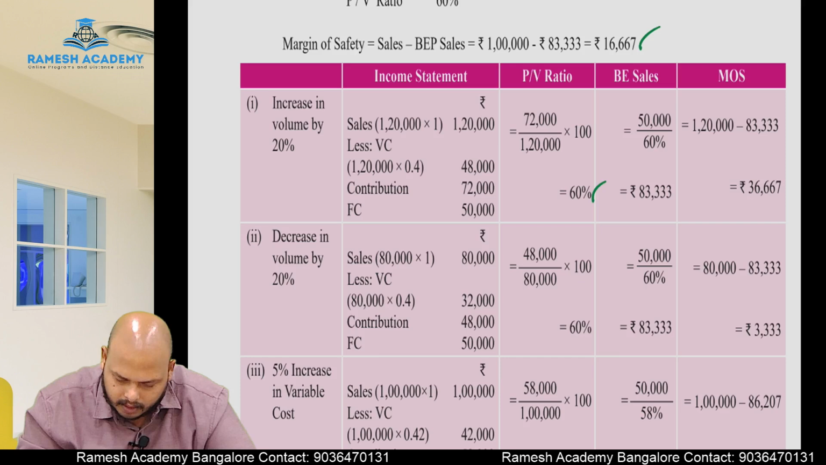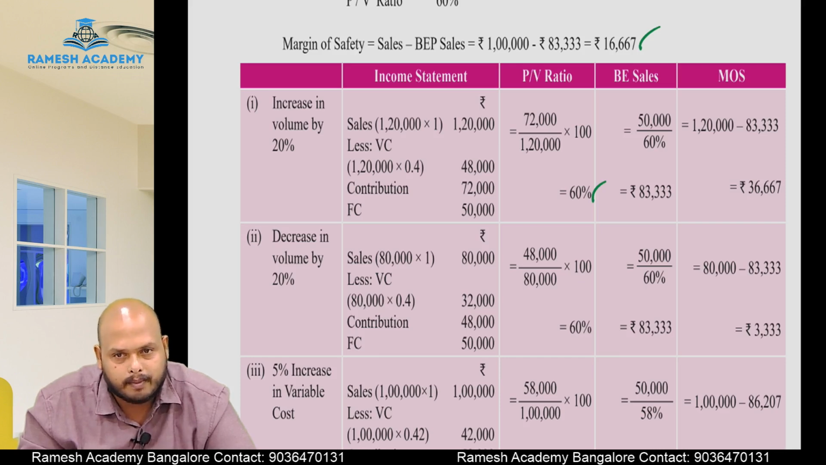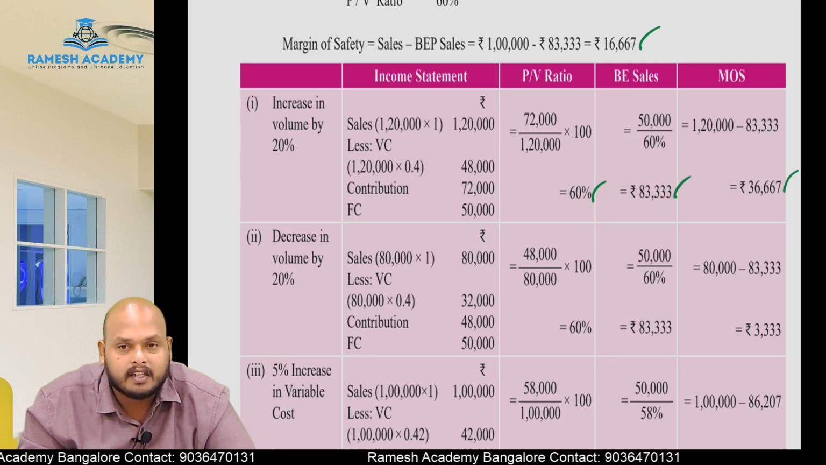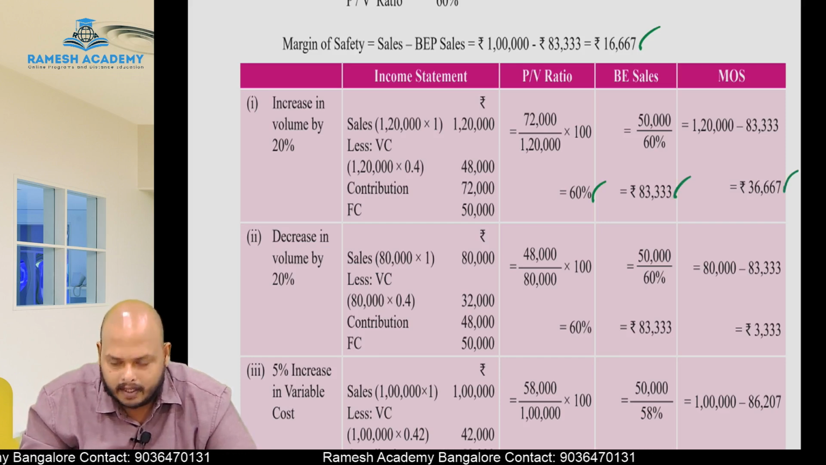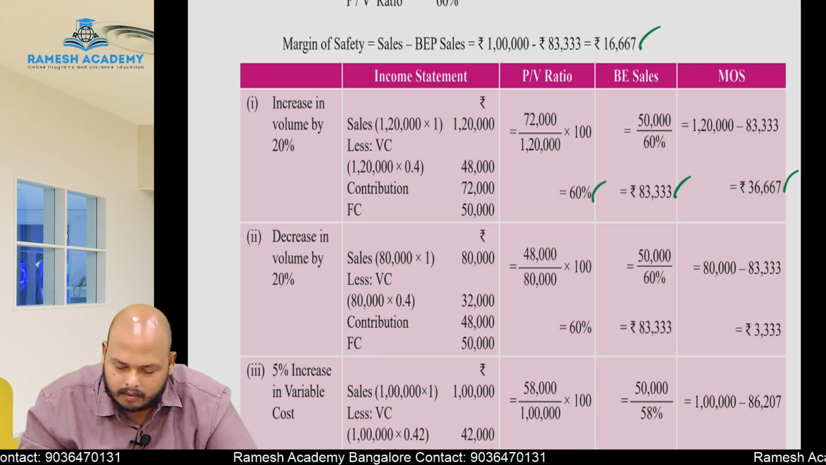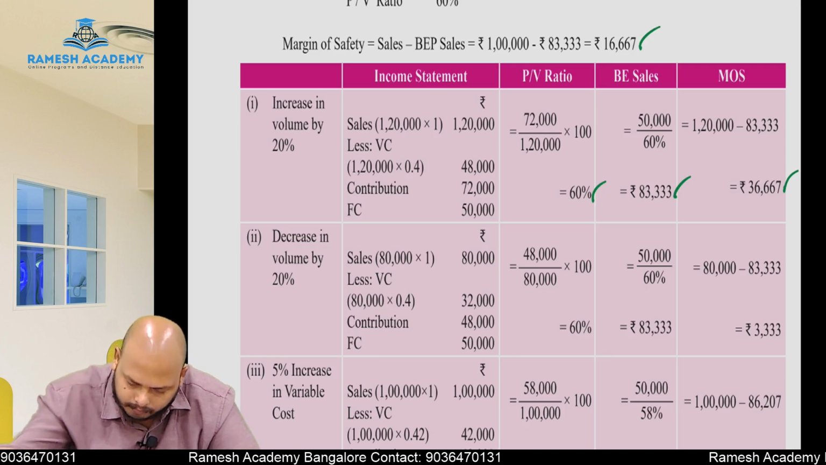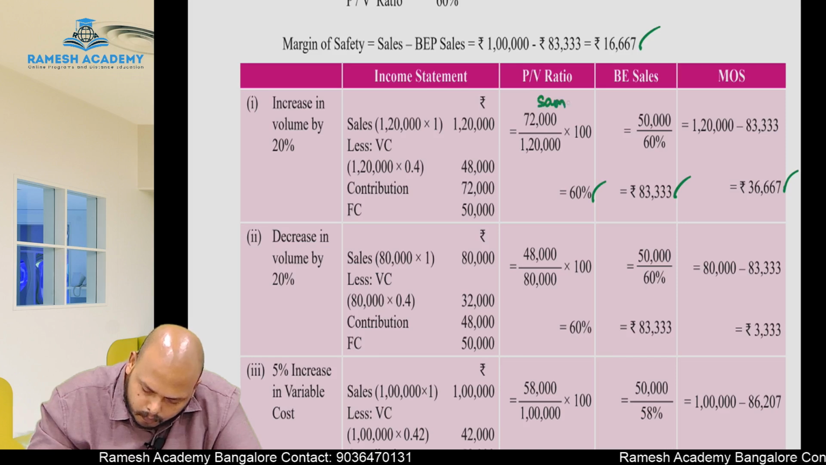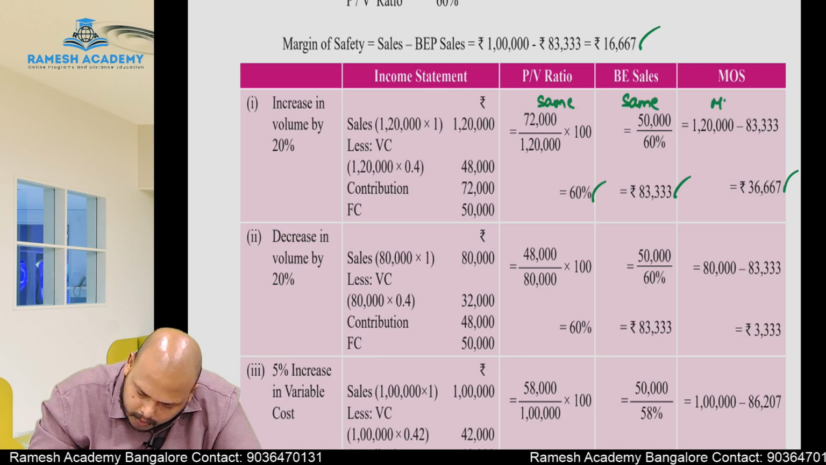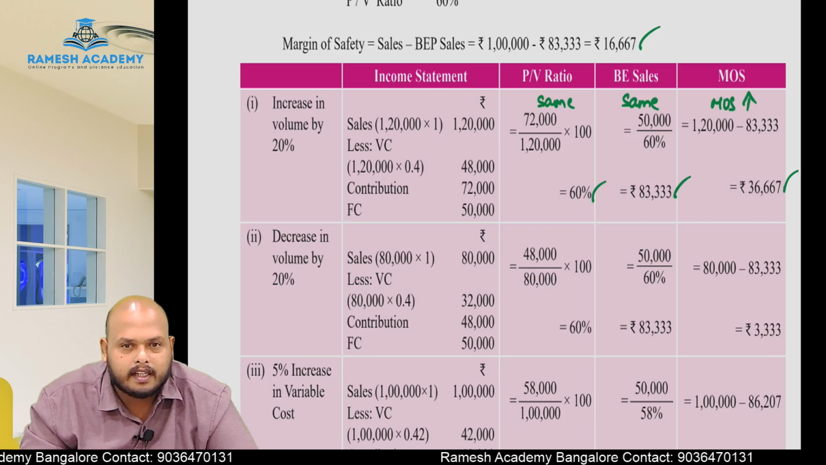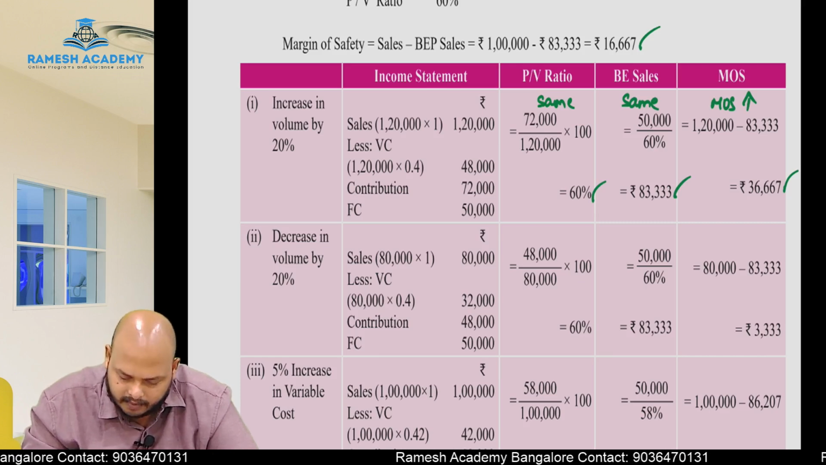There is no difference. Next, break even point. Fixed cost by PV ratio. Again, break even sales also same. Margin of safety will be different. It will increase. Why? Because sales is increasing. That is the reason margin of safety will increase. Okay. PV ratio is same, break even sales also same, but margin of safety increases, because sales increased.